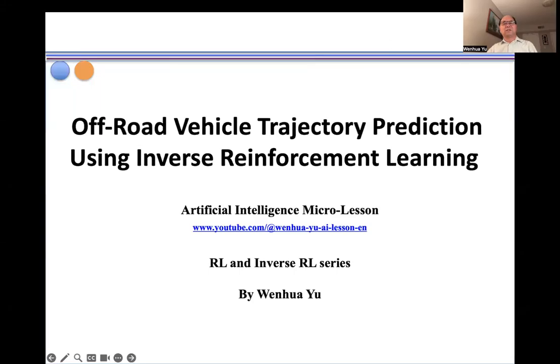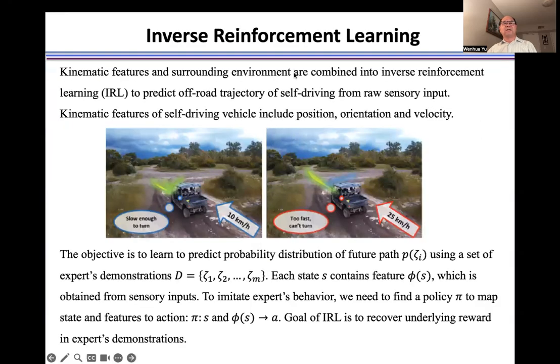In this video, I introduce off-road vehicle trajectory prediction using inverse reinforcement learning. Imitation learning uses inverse reinforcement learning to find the optimal policy from the expert demonstrations. An agent under this policy can imitate the expert behavior. Now we take kinematic features into account so that the agent can better predict the probability distribution of the future path.